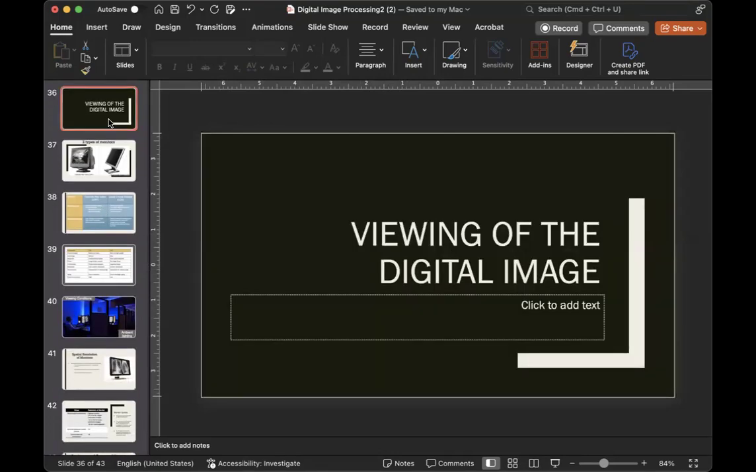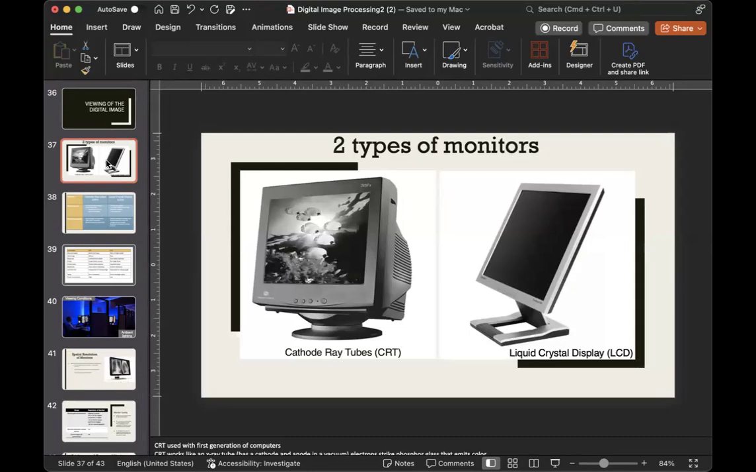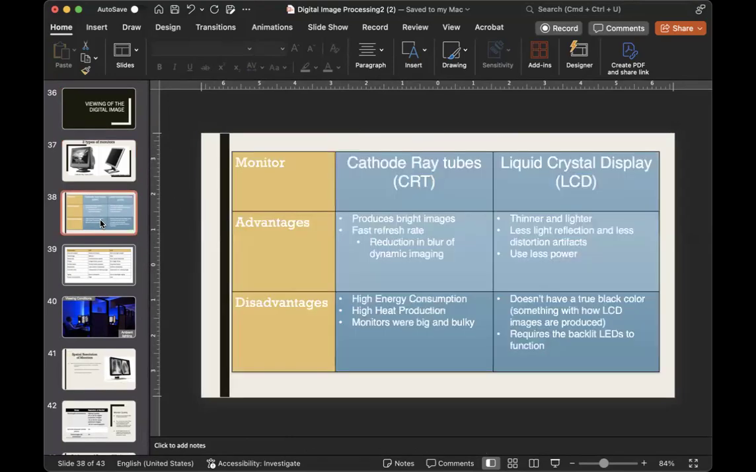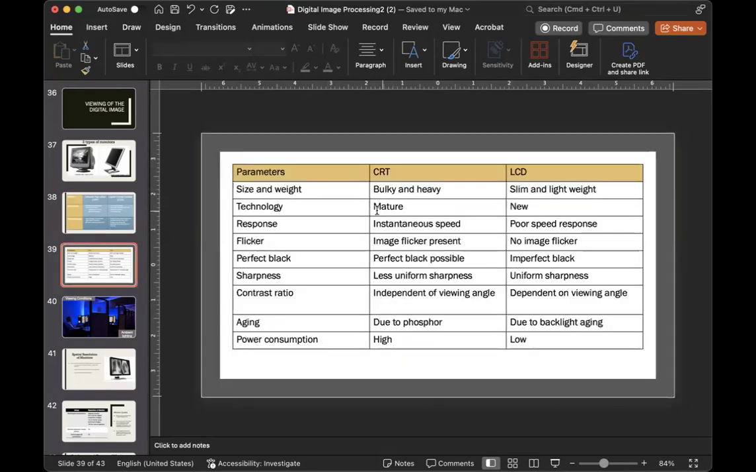As far as viewing the digital image, there's two types of monitors: cathode ray tubes and liquid crystal displays. For the most part, cathode ray tubes were the first iteration of what people viewed images on. Nowadays, pretty much every monitor you will see an image on is going to be a liquid crystal display, or an LCD monitor. For the most part, I talked about the varying differences within these charts. You can see them here, the two differences. Here's even some more differences between the CRT, cathode ray tube monitors, and the liquid crystal displays.